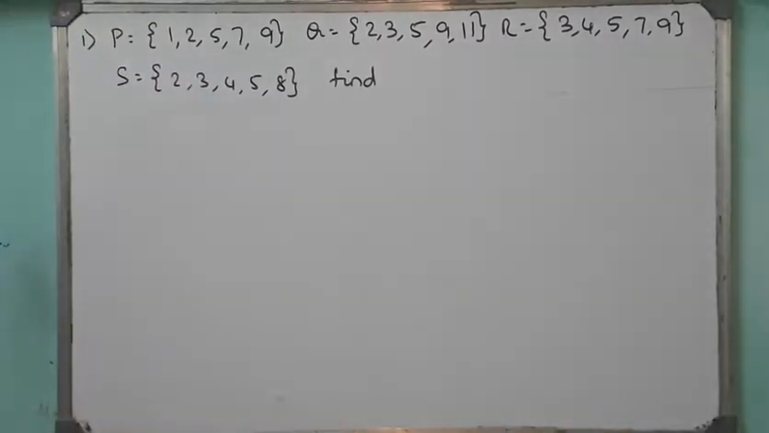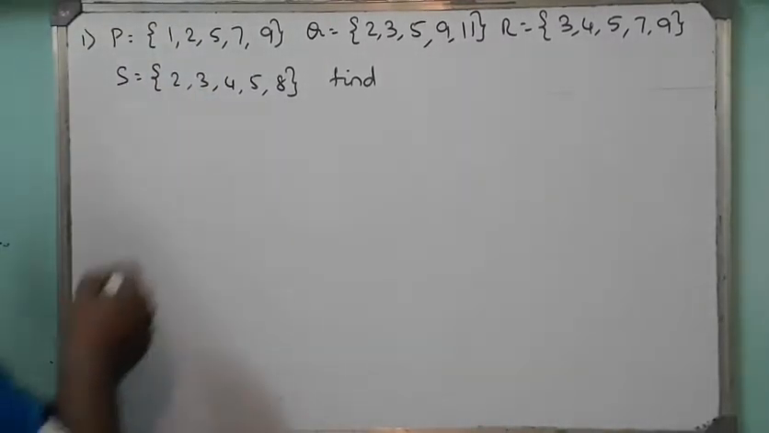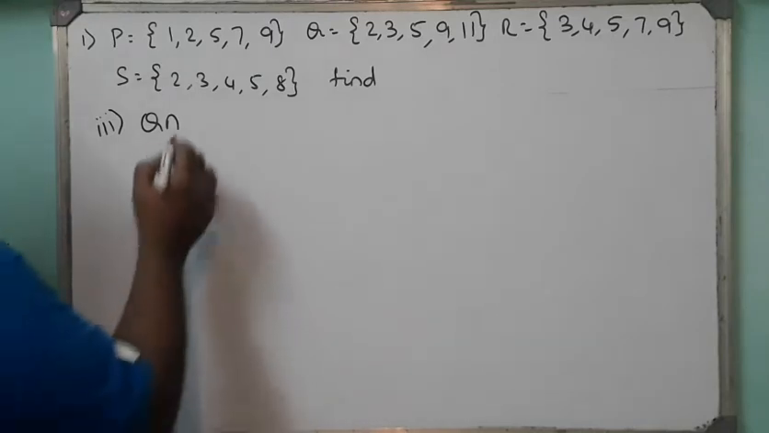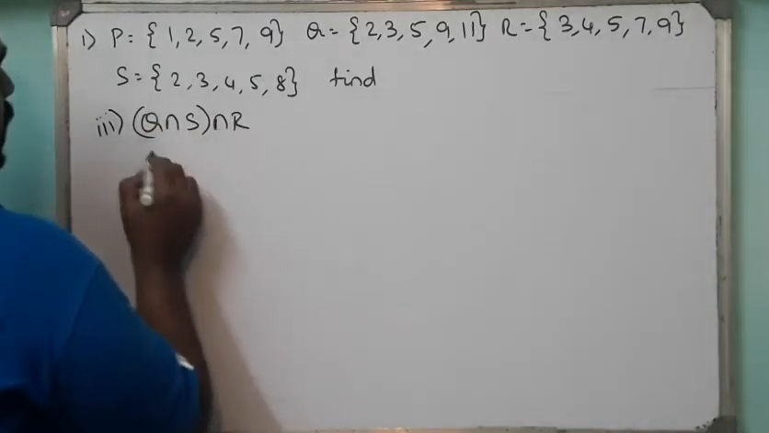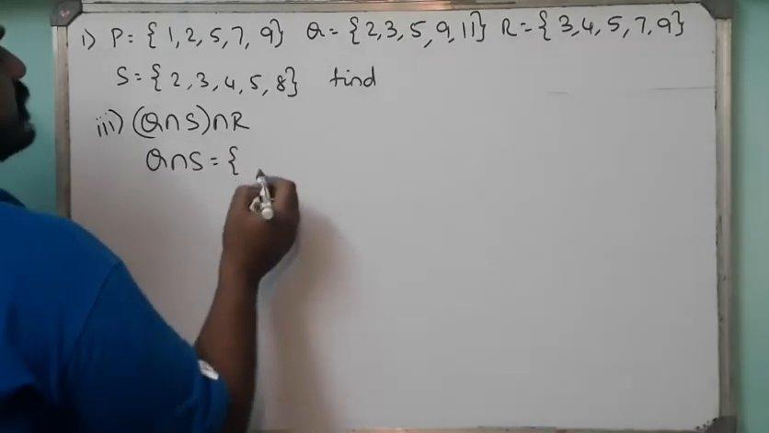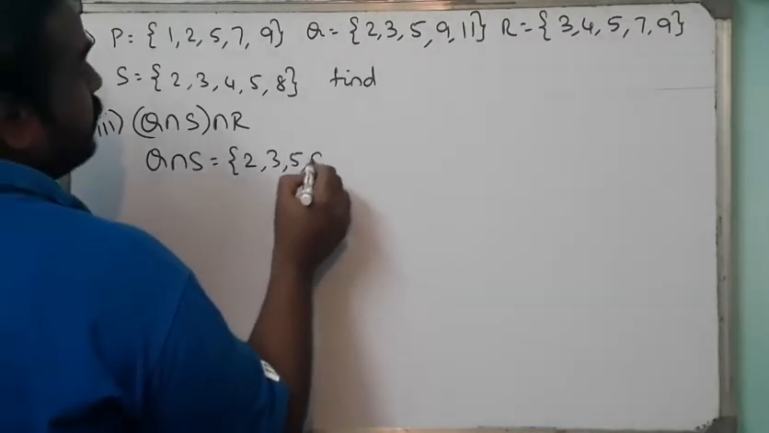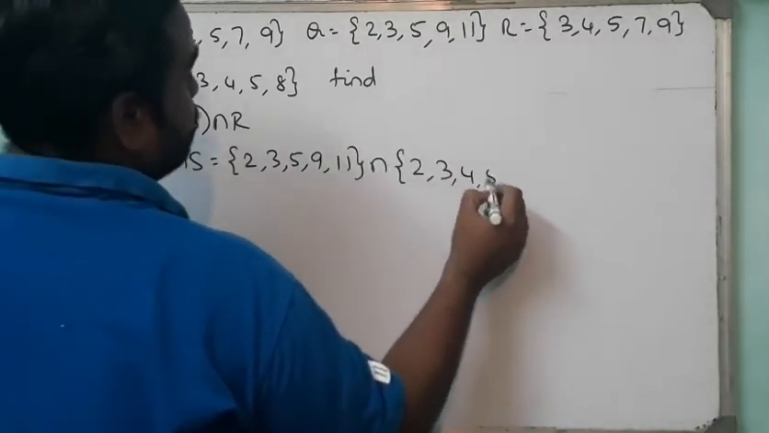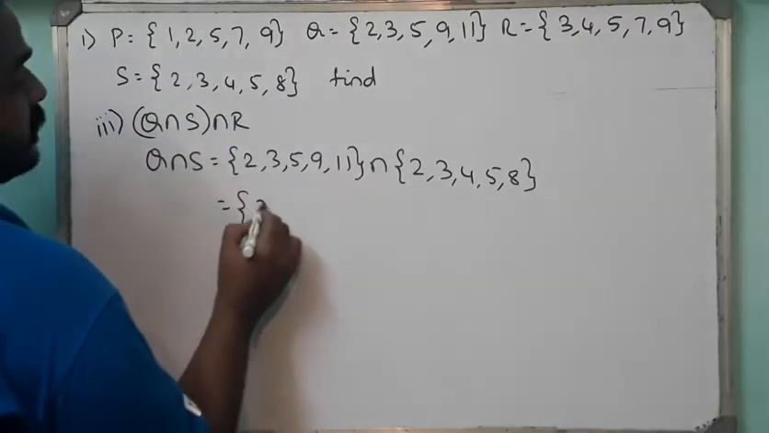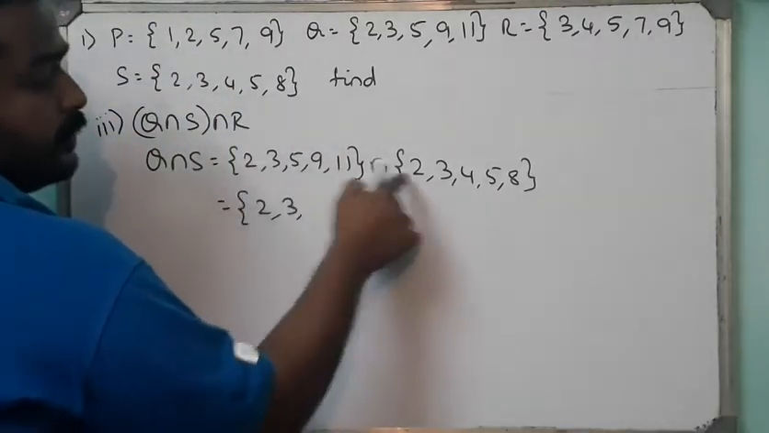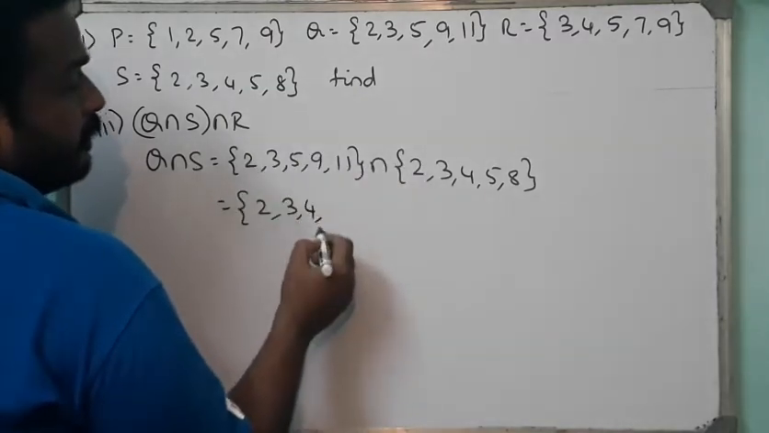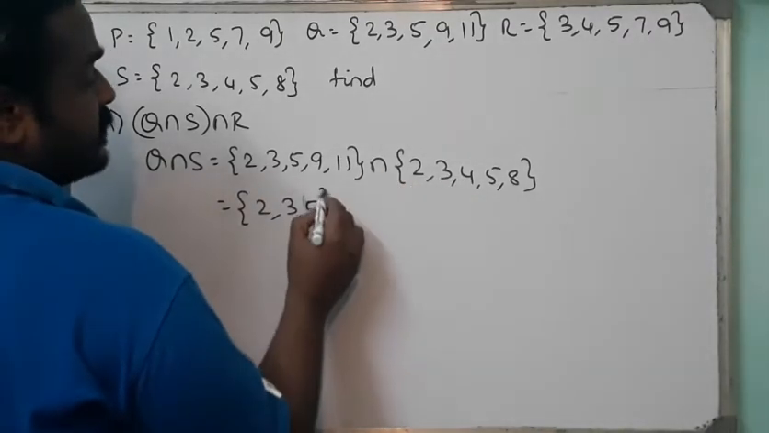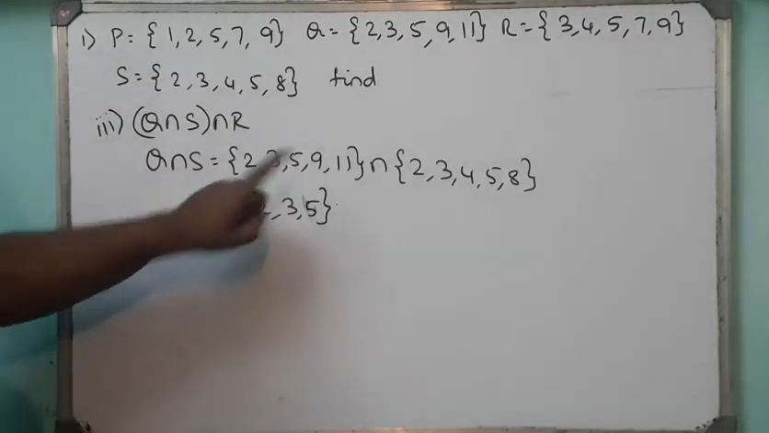Then third sum, Q intersection S intersection R. Next, Q intersection S is equal to, write set Q, 2, 3, 5, 9, 11 intersection S, write 2, 3, 4, 5, 8, which is equal to, we should write only the common elements. 2 is in both, 3 you have, and 4? See if 4 is there, 4 is not there, you have got 5. 5 is there. That's all. Only 3 elements you have. 2 is a common element, 3 is a common element and 5 is a common element.